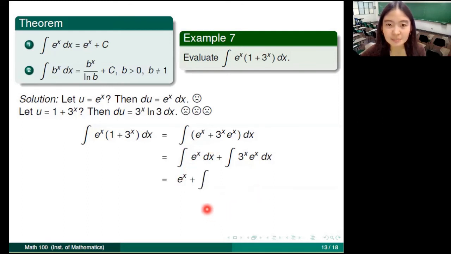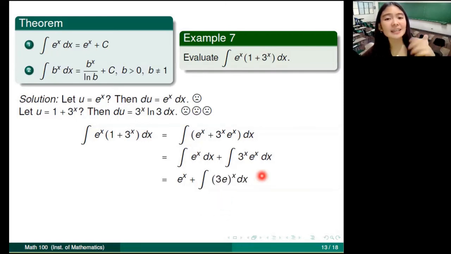And then this becomes plus the integral of, ayun. Bakit natin ginawang ganun? Kasi kapag ganito na siya, naka-form na siya na integral ng b raised to x dx, where our b here is 3 times e. So gagamitan lang natin yung formula na ito para ma-solve yung integral na ito.